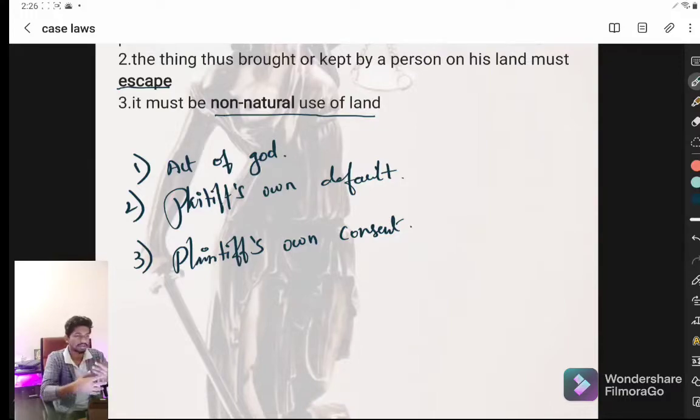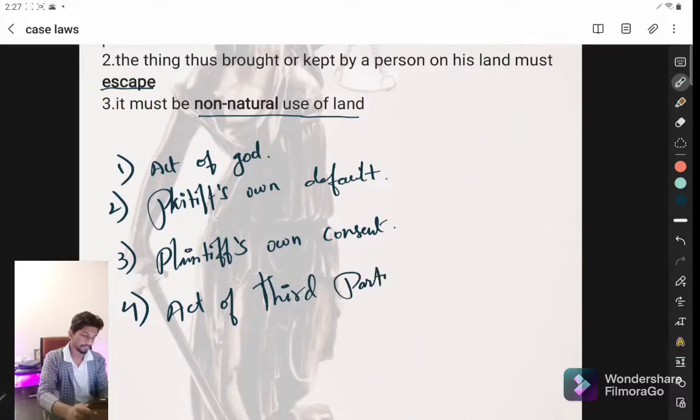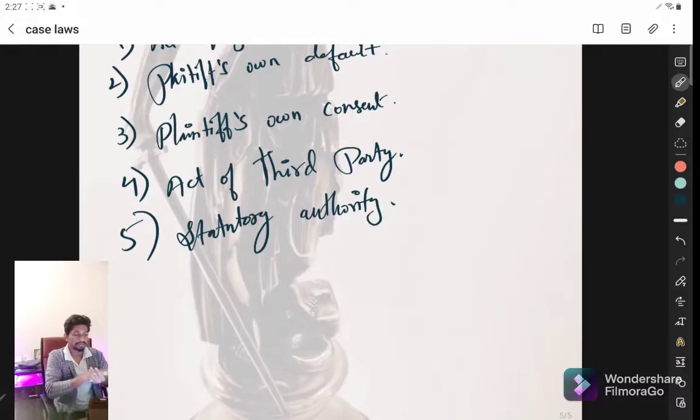If you have an agreement with your adjacent landowner that you will occupy the land for non-natural purposes, and he gives his consent, then why would you be liable for that? Because he obviously agreed to it. The fourth one is act of third party. This is obviously known to all of us, because you wouldn't be liable for the act committed by another person. The fifth one is statutory authority. For this to apply, you must be acting under a statute or legal right and comply with the instructions it provides. For example, you are a policeman and the instruction comes and you do what they told you to do, so you can obviously commit those acts.